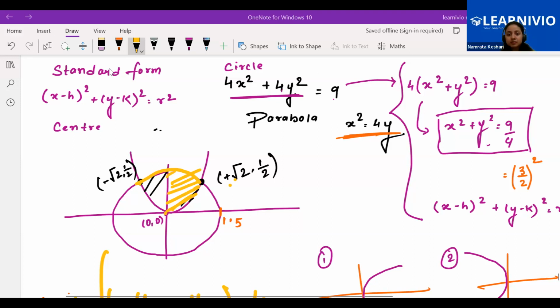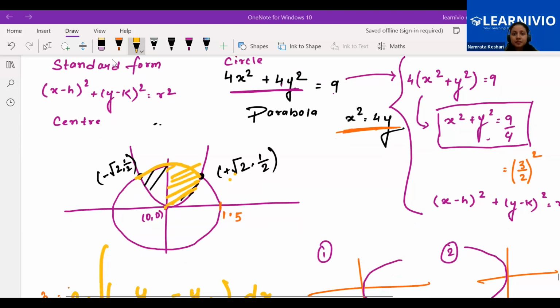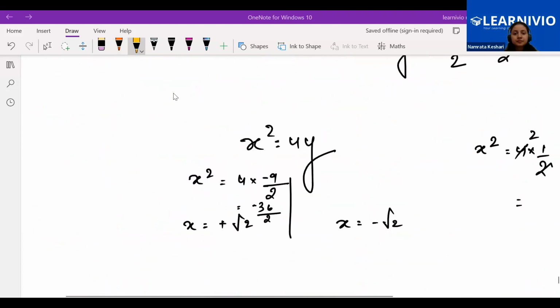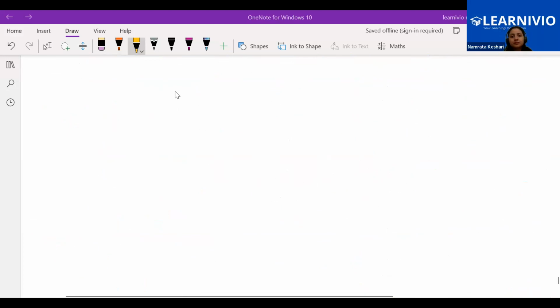Done, Murtaza? Yes, ma'am. I got root 2 by 6 plus 9 by 4 sine inverse of 2 root 2 by 3. Okay. So you have taken in the same manner, that is upward curve minus downward curve, right, Murtaza? Yes, ma'am. Okay. Let's do the next one.